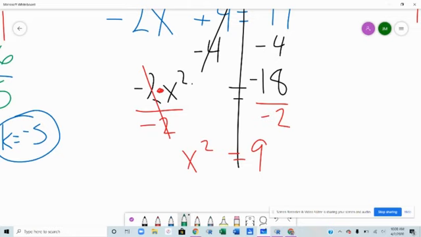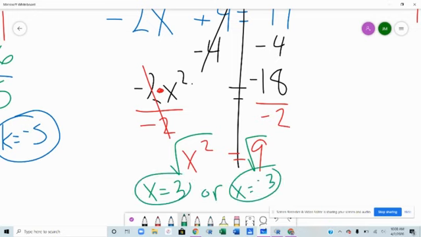After multiplication and division, you get rid of your exponents. You have 2, so you need to square root since you have the squared. We talked about the square root of 9 is 3, or x equals negative 3. Two answers.